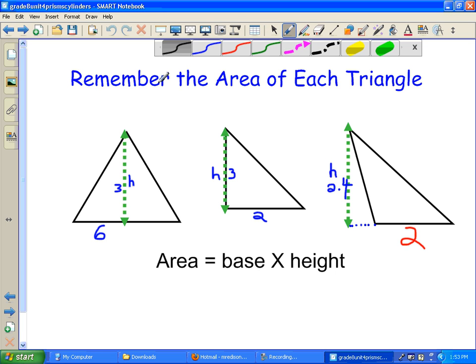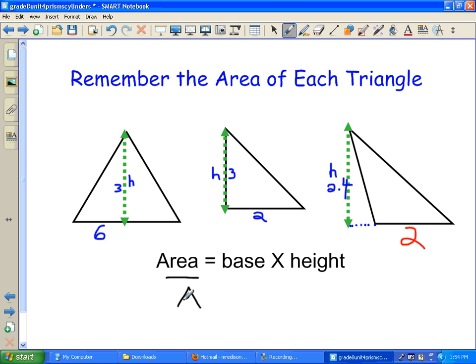The first thing is remember the area formula for a triangle. The area of a triangle is going to be equal to the base of the triangle times the height. So the base, the bottom here of the triangle in this case, is going to be 6. Don't forget, it's not only going to be the base times the height, it's got to be half of it, because a triangle is like half of a parallelogram. So it's going to be half the base times the height.